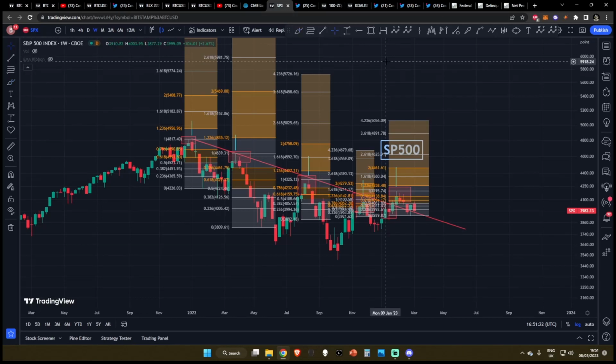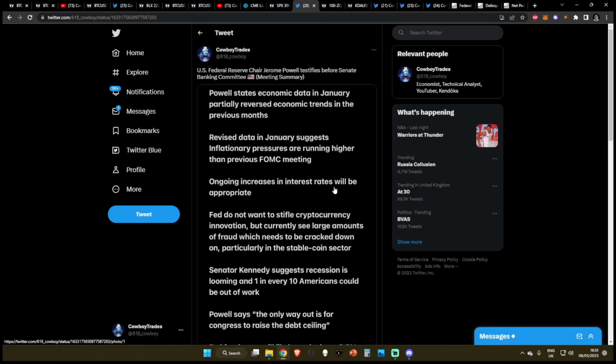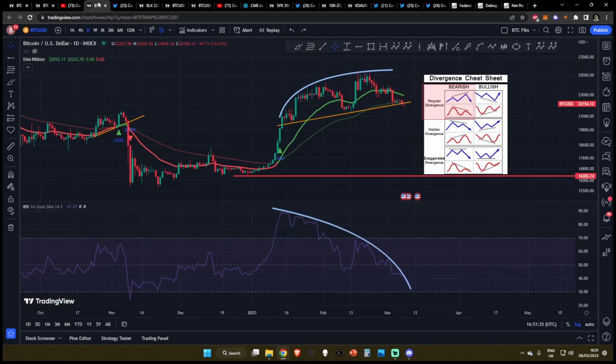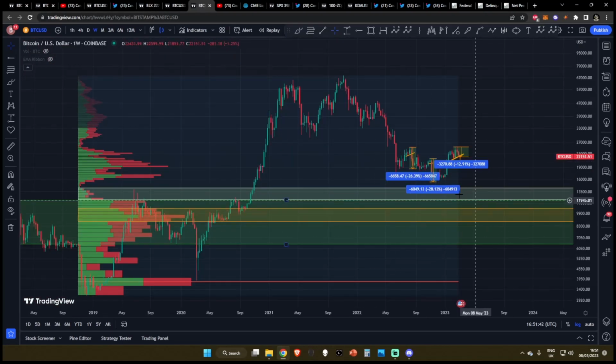Credit is more expensive. The S&P 500 is crashing to the downside. The Fed is coming out more hawkish than ever. And because of this, my friends, these are some other reasons outside of just the Bitcoin US dollar chart why I believe Bitcoin is going to be coming down to this $10,000 level.